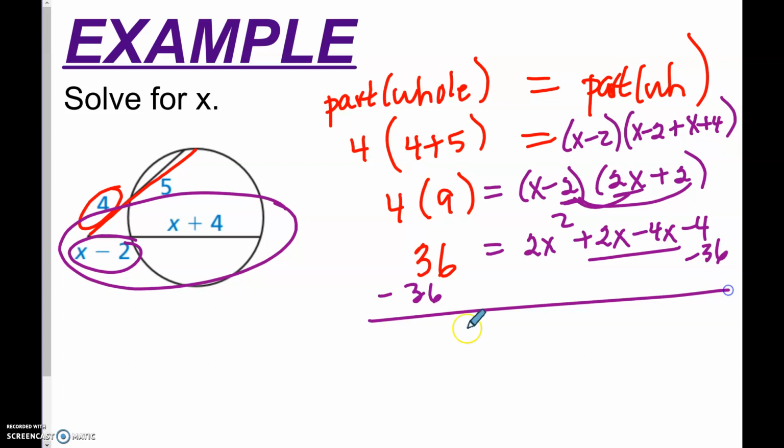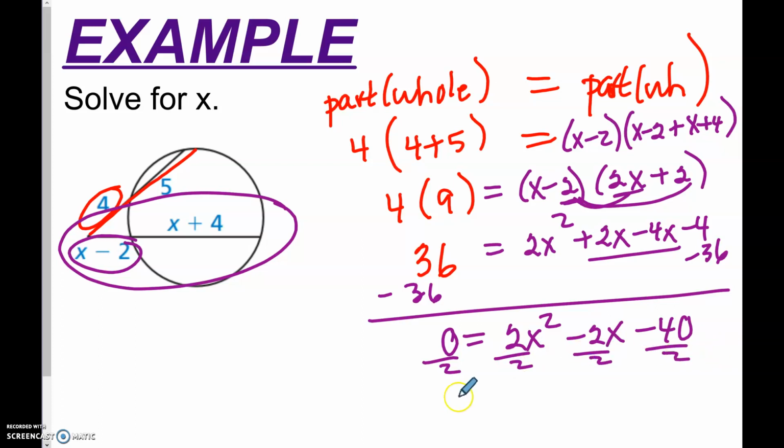So I end up with 0 equals 2x squared, and 2x minus 4x is a negative 2x, and then I have a negative 40. Well, I realize that all of these are divisible by 2, so I'm going to divide everything by 2 to get this smaller. So I have 0 equals x squared minus x minus 20.